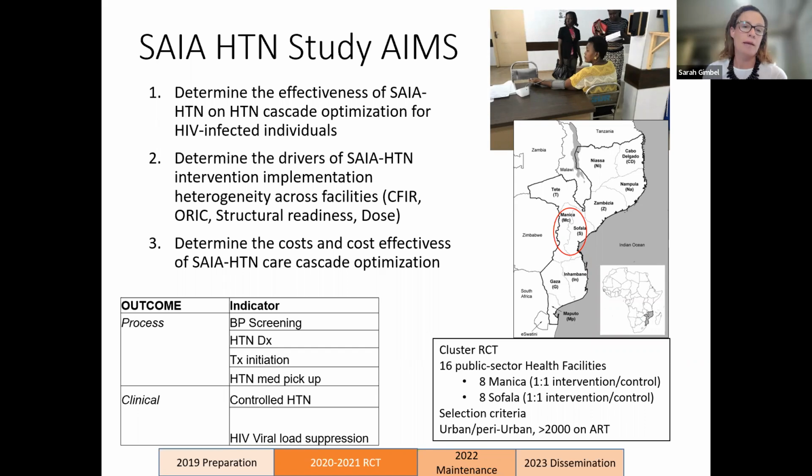We have 3 main aims to determine the effectiveness of SCI-HTN on the HTN cascade optimization for HIV-infected individuals. Number 3, we're also going to look at the cost and cost effectiveness, but what we're going to focus on today is how we use the CFIR, which is primarily in aim 2, where we're trying to determine the drivers of SCI-HTN intervention implementation heterogeneity across facilities. So we use the CFIR as well as some other tools that I'll discuss very briefly. We include both process and clinical outcomes, and we have both urban and peri-urban sites.